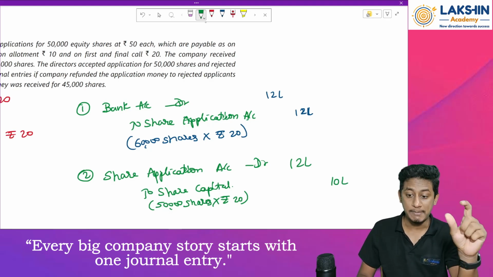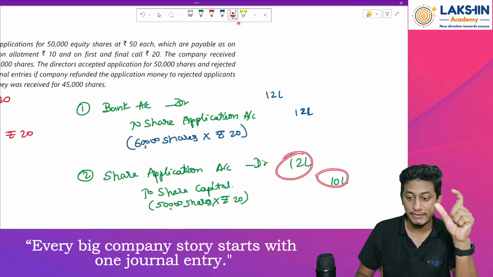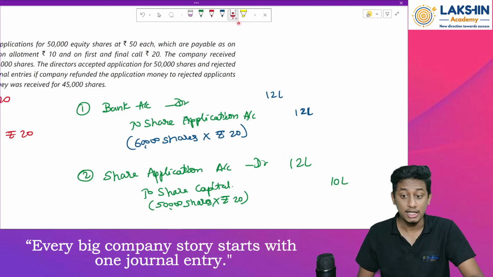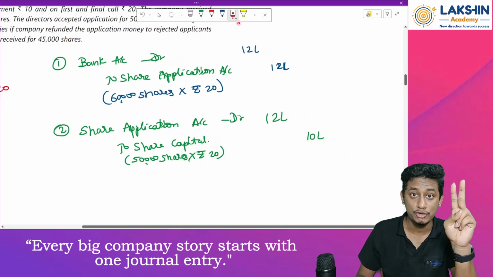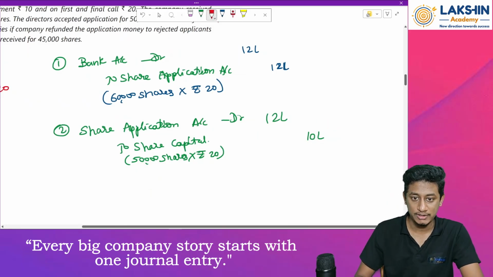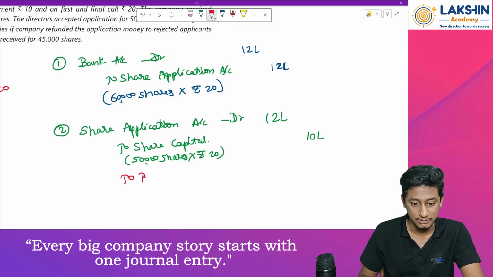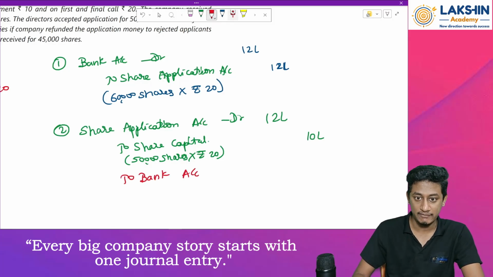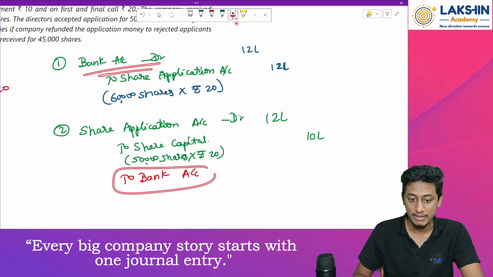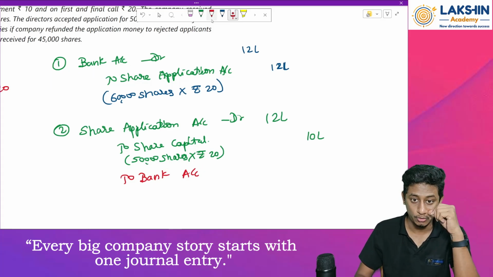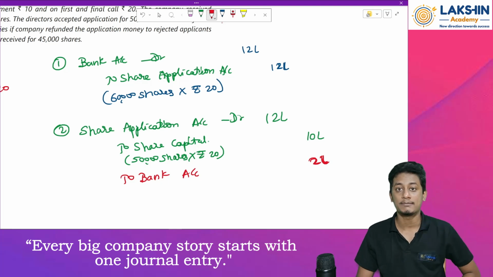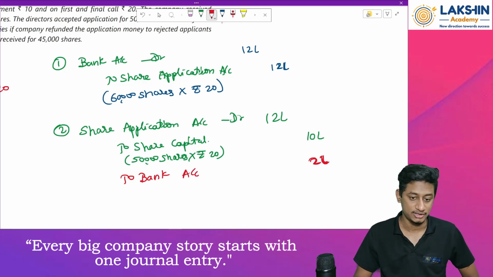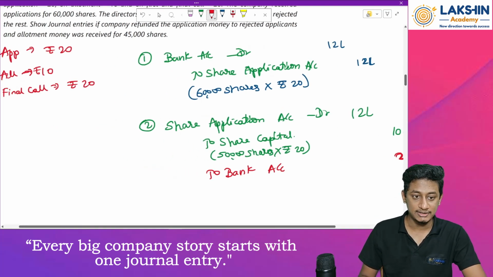Now, there's a gap between the debit and credit, right? So what to do with this? The remaining 2 lakh rupees should be refunded. That will be transferred through bank account. Since bank account balance is being reduced: whenever I receive money, bank account will be debited, and whenever I pay money, bank account will be credited. So to bank account, rupees 2 lakhs. 2 lakhs will be refunded through my bank account to the remaining 10,000 shareholders. Clear?